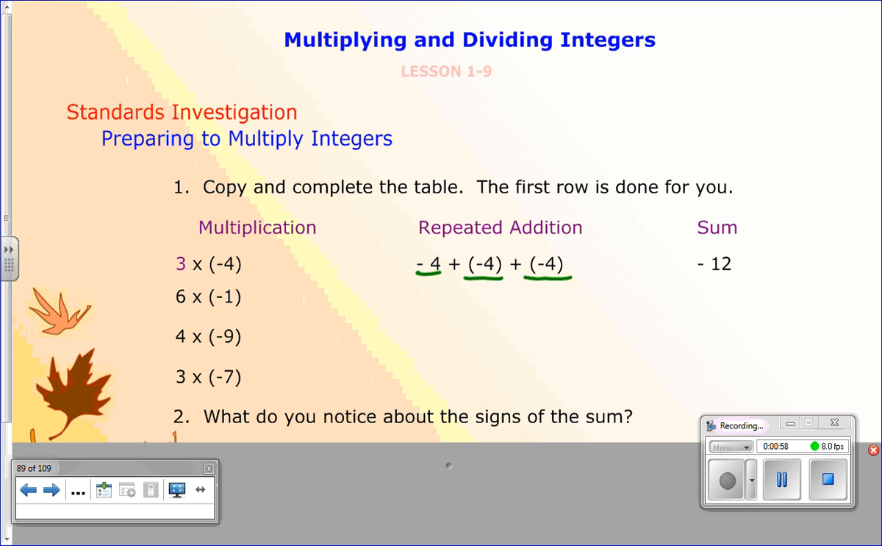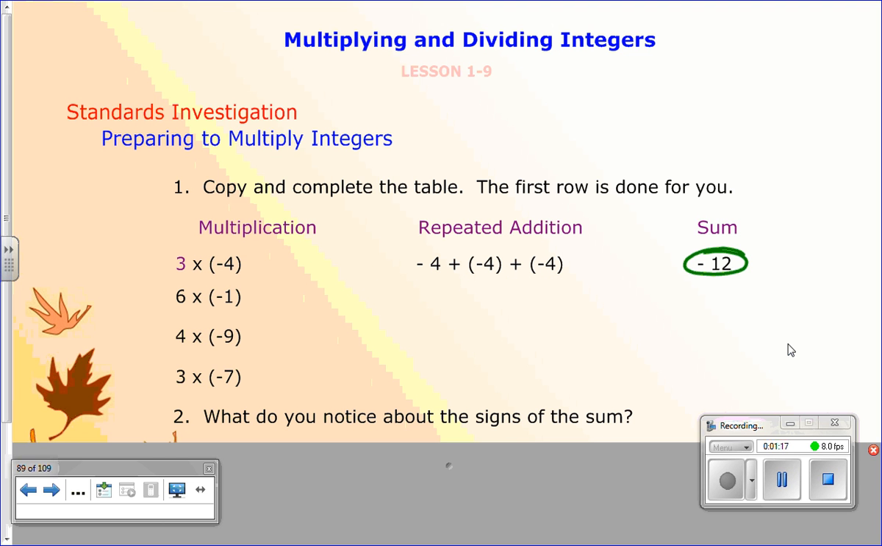1 group, 2 groups, 3 groups. Now if I add those together, and again they all have the same sign, so they're just going to get more negative. -4 plus -4 is -8, plus -4 is -12. So here, 3 times -4 is equal to -12.